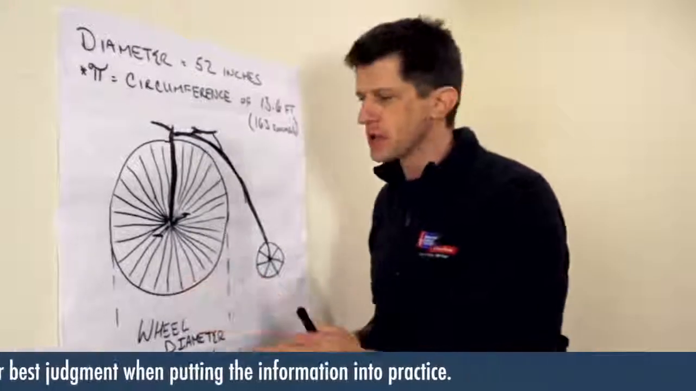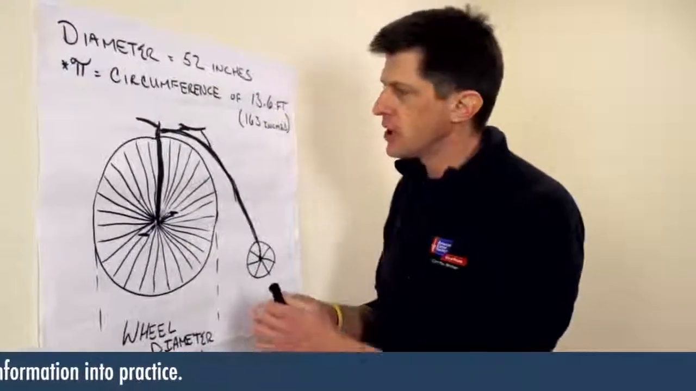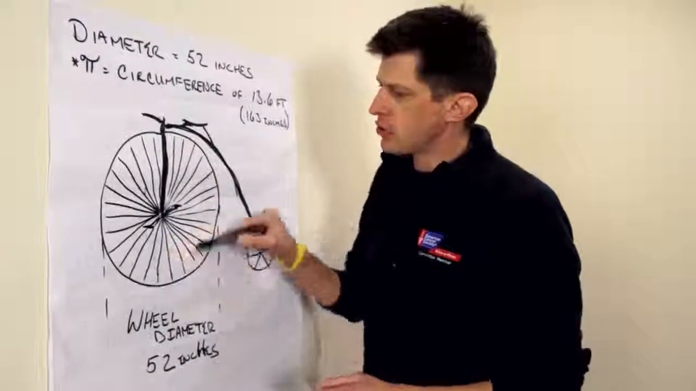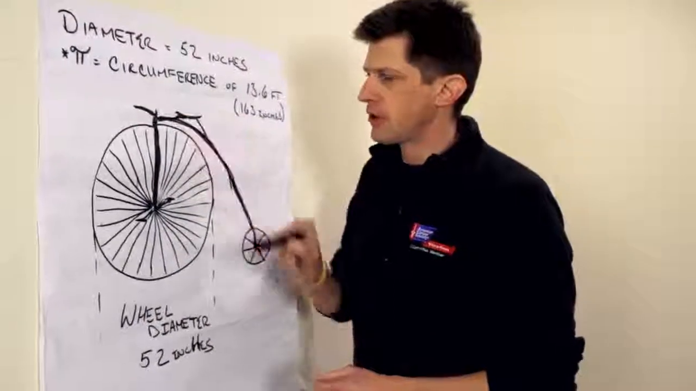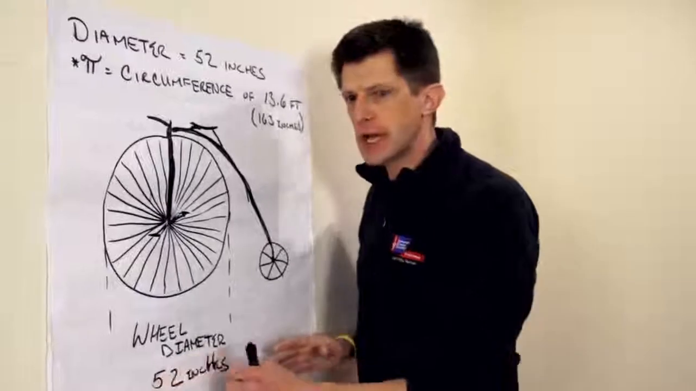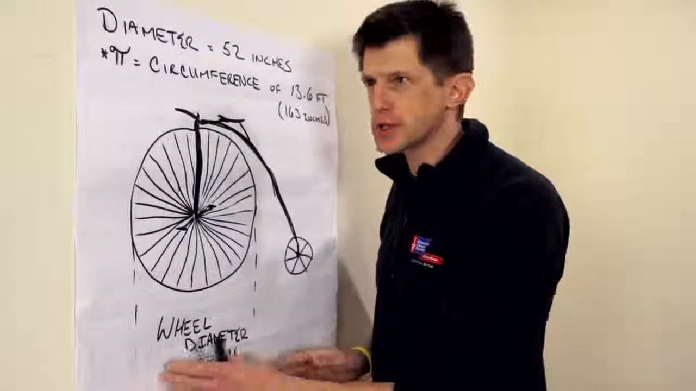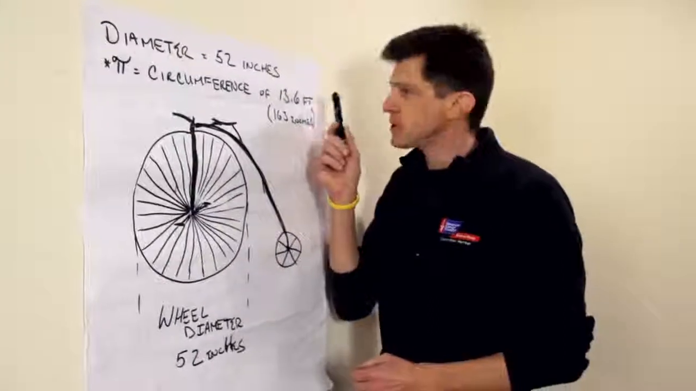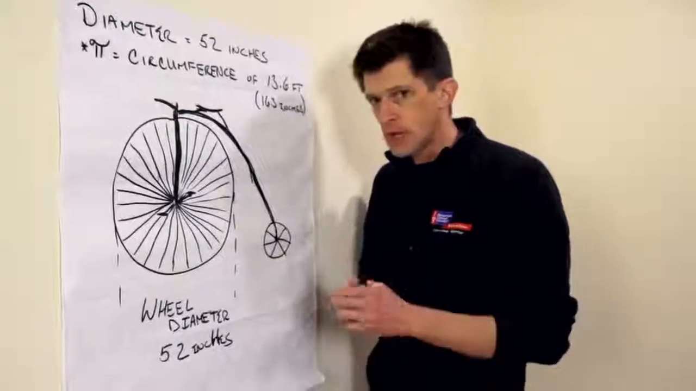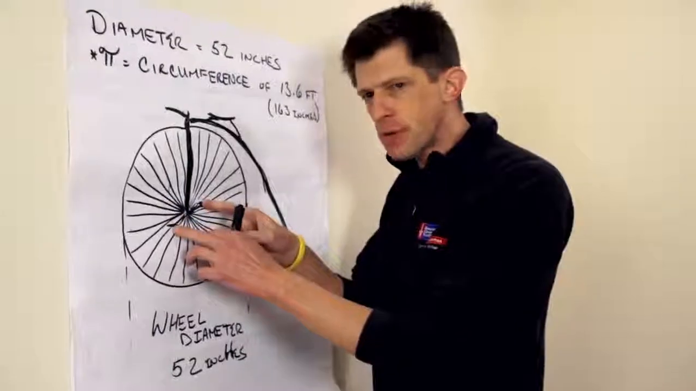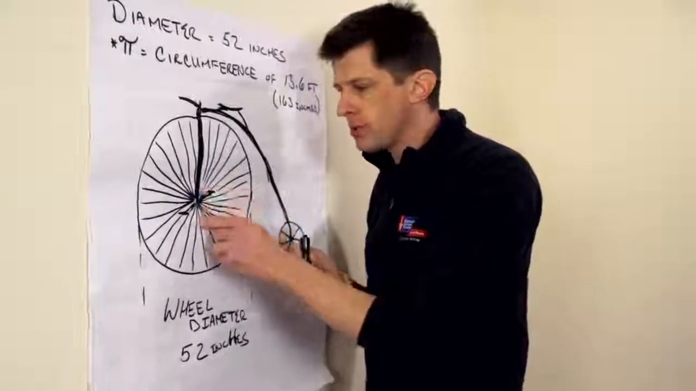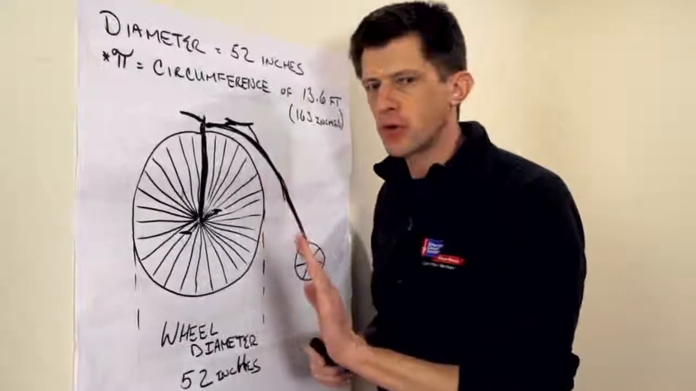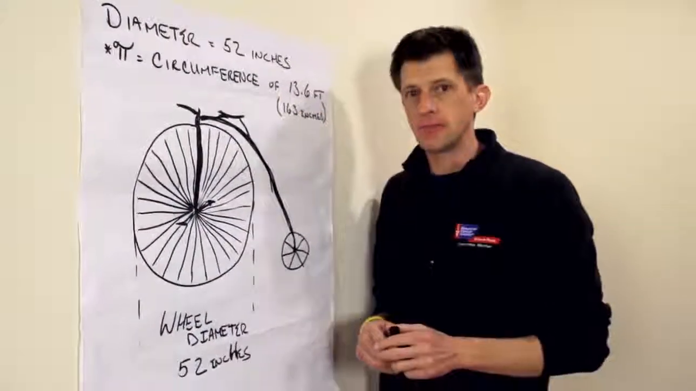This is the old-fashioned bicycle from many years ago that would have no gears. It would be a large wheel with a rider sitting up top, and here are the handlebars. These wheels had a diameter of about 52 inches, multiplied by pi gives us a circumference of 13.6 feet. And that meant, because these pedals are fixed to the wheel, one pedal turn would turn this wheel once, and thus move the bicycle forward 13.6 feet.